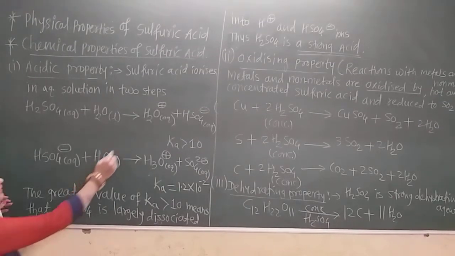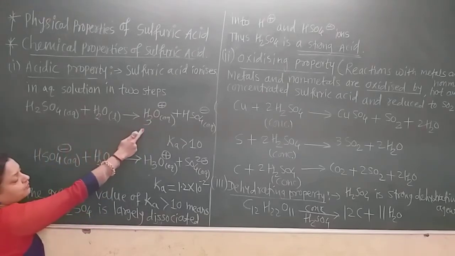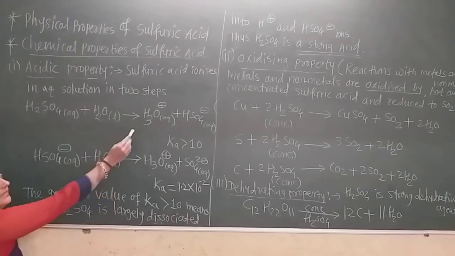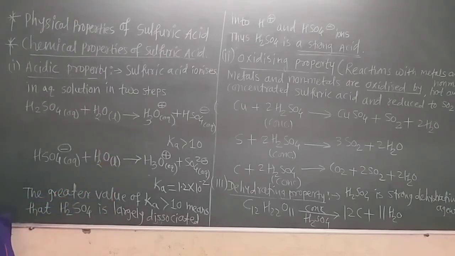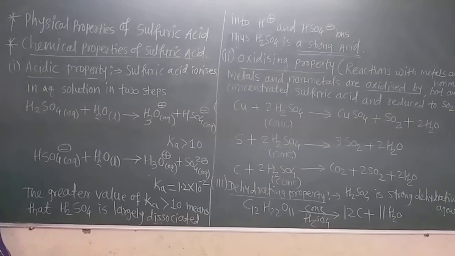Hydronium ion is obtained. One of the hydrogen atoms of this sulfuric acid reacts with this water molecule, and there is this protonated water. It is also called protonated water because H plus reacts with the water. H plus means proton. The anion is HSO4 minus, as the H plus is given to this water, but the remaining is HSO4 minus. The dissociation constant is very large here, more than 10. That proves that this is a very strong acid.